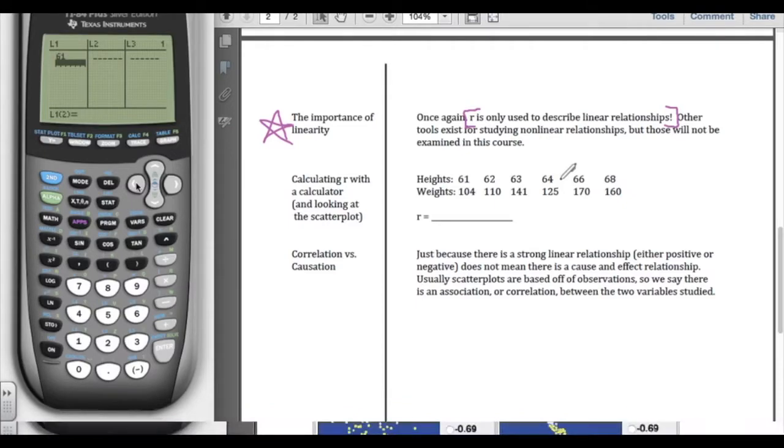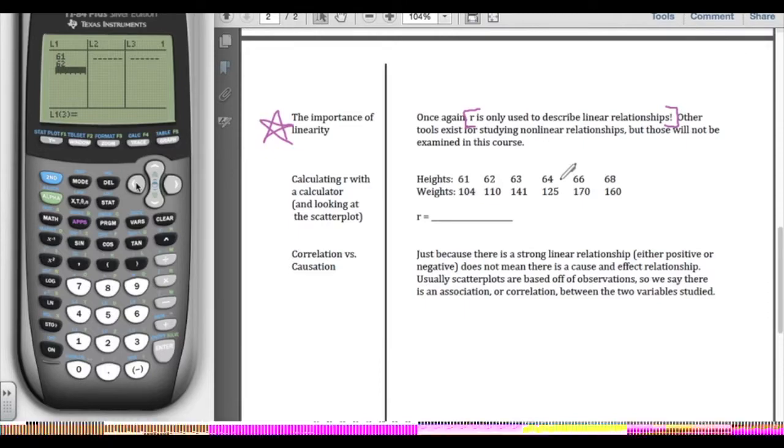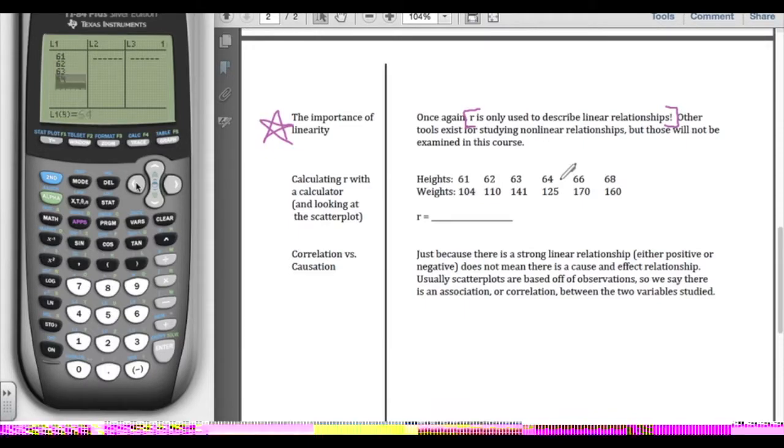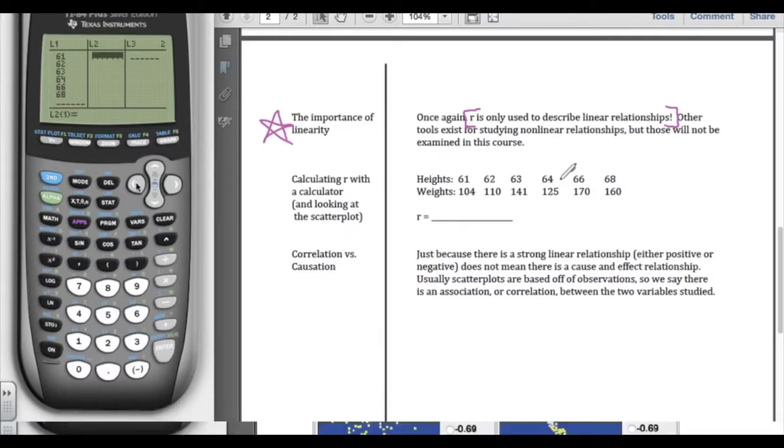61, all the way up to 68. Then we'll use L2 for the first time. I'll put my weights there.